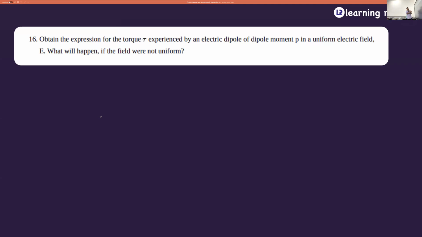Obtain the expression for torque experienced by an electric dipole of dipole moment P placed in uniform electric field E. What will happen if the field were not uniform? So what will be the torque that you are going to derive? It is going to be P vector cross E vector. So what will happen if the field were not uniform? It will experience both torque and force.